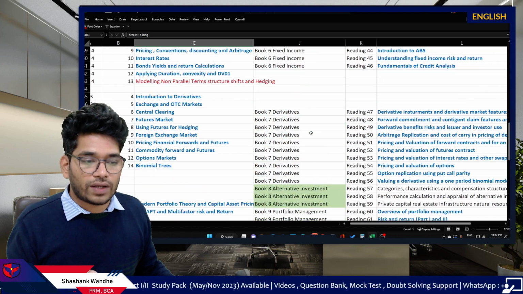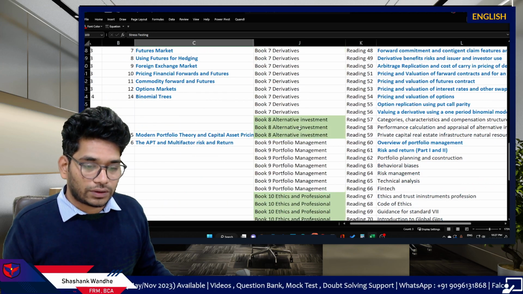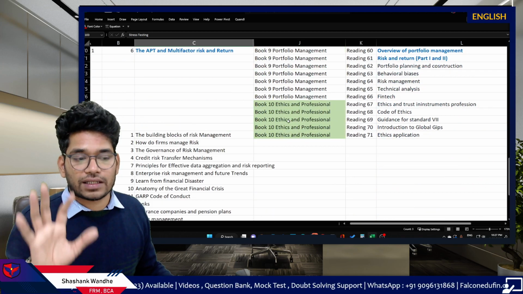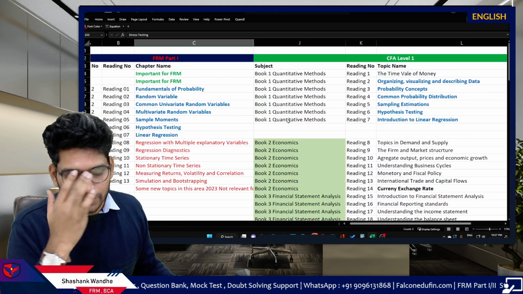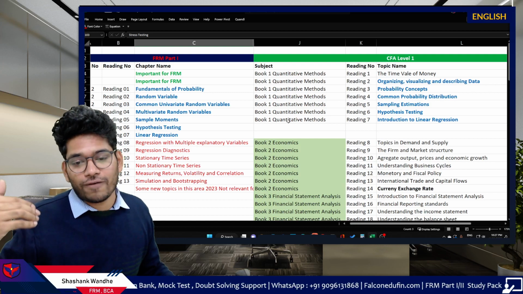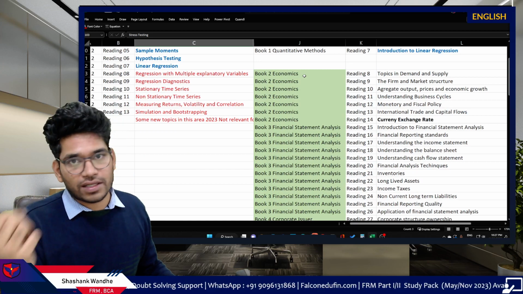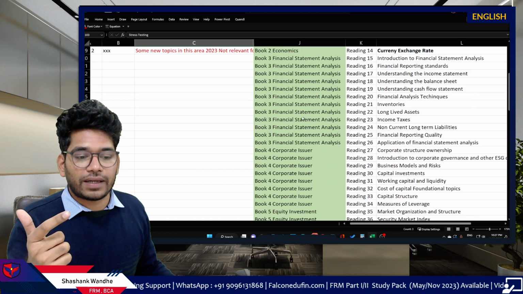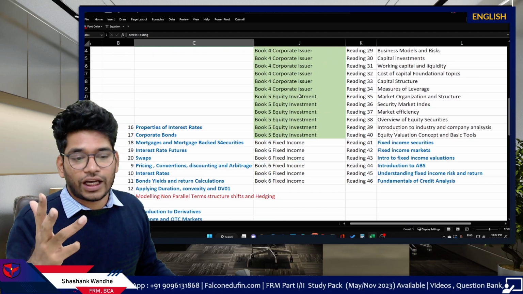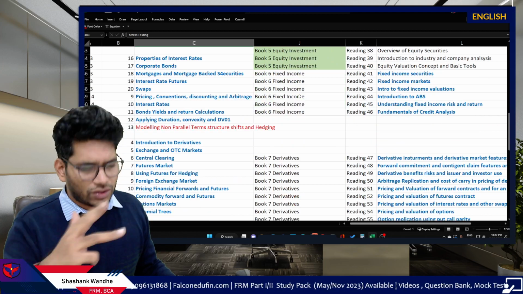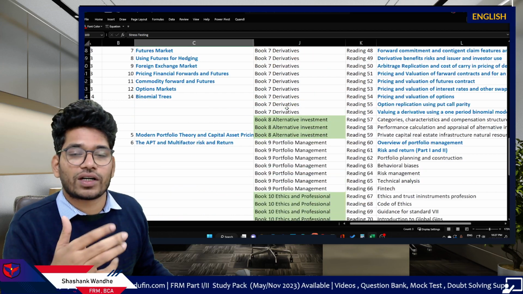If we just focus on CFA, you have 1, 2, 3, 4, and 5 major subjects which are unique to the CFA curriculum. Now just an added note: if you are coming from the combination of FRM and CA, Chartered Accountancy India specifically, then economics is covered in your CA foundation, financial statement analysis is covered in your CA final, corporate issuer is covered in your CA inter, and equity investment is covered in your CA final. Then alternative investment and professional ethics are not covered, so you have to study only 2 extra topics.